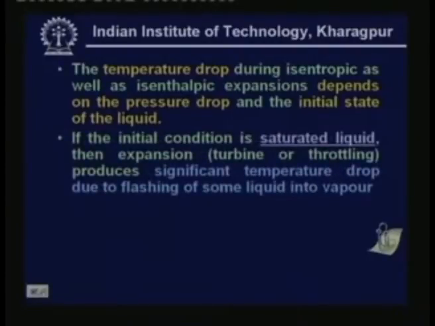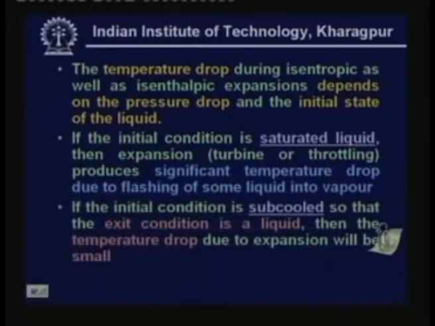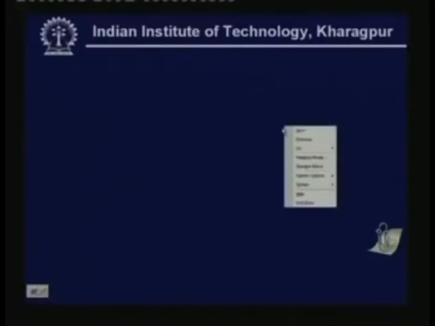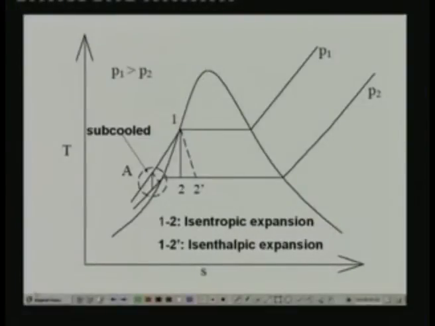If the initial condition is saturated liquid, then expansion, whether using a turbine or a throttling device, produces significant temperature drop due to flashing of some liquid into vapor. Let me explain this one. As I said, let us say that this is the process 1 to 2, the expansion process. Initially we are at this point. Point 1 is your initial state, or the inlet of the device.